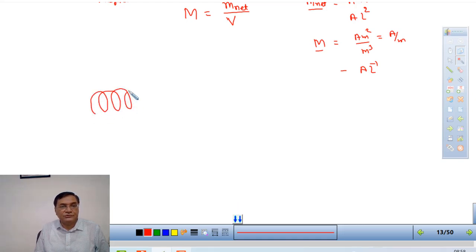This is the solenoid. You know the solenoid? We pass the current in the solenoid. That current is in our hand, how much to flow. That is called free current. So what is the magnetic field inside the solenoid?